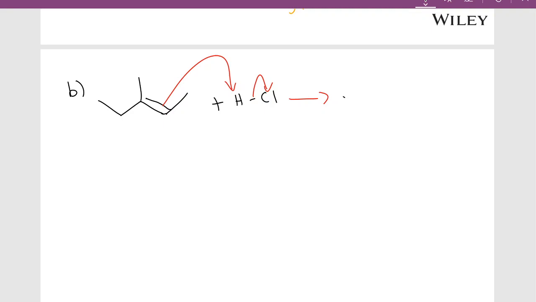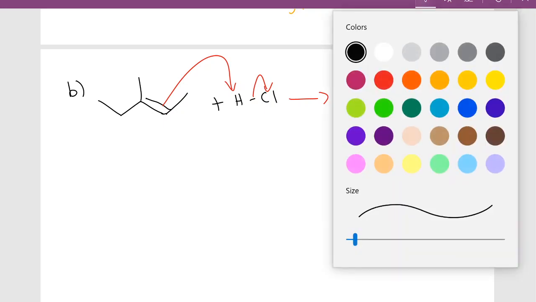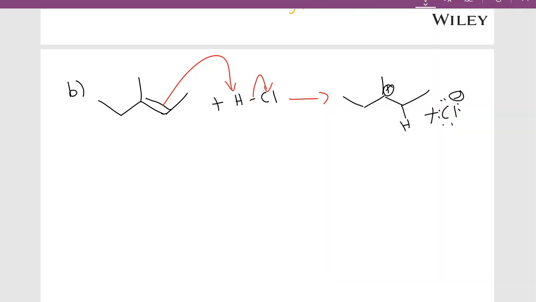And so in the next step, we've got a carbocation formed at the more substituted side. That means the hydrogen went to the less substituted side. So now we've got the chloride hanging around because it got kicked out with its bond becoming a lone pair. And now one of those lone pairs can attack the positive charge of the carbocation and give us the product.